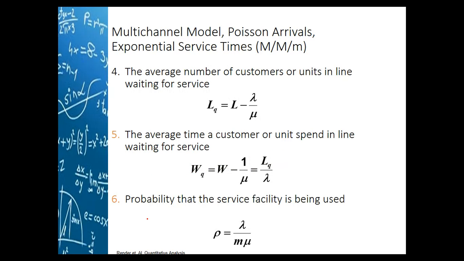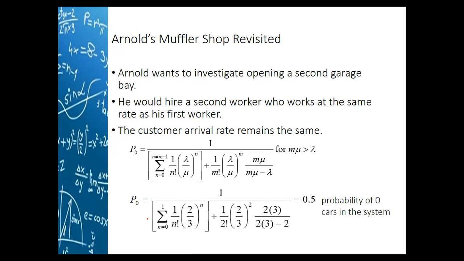But by the end of the day, if you notice, you still have seven characteristics. You still have your L and your LQ, you still have your W and your WQ, you still have your rho, and then you still have your P naught, and you still have your P n greater than K. All right, so that's how it goes.